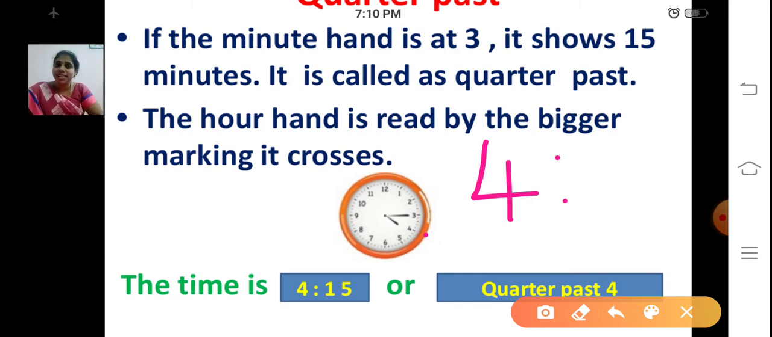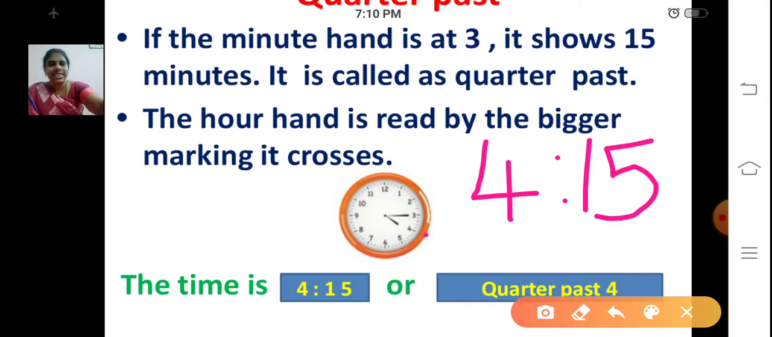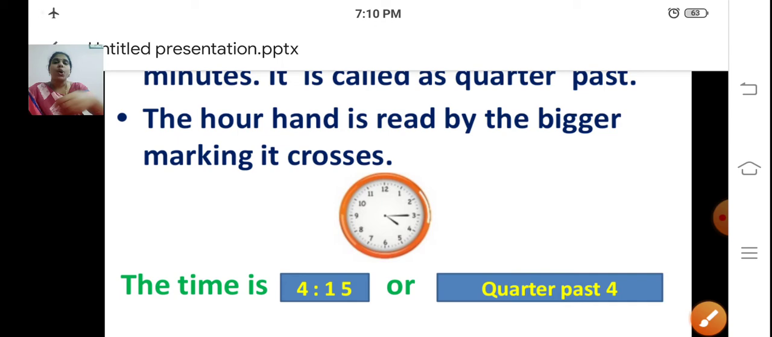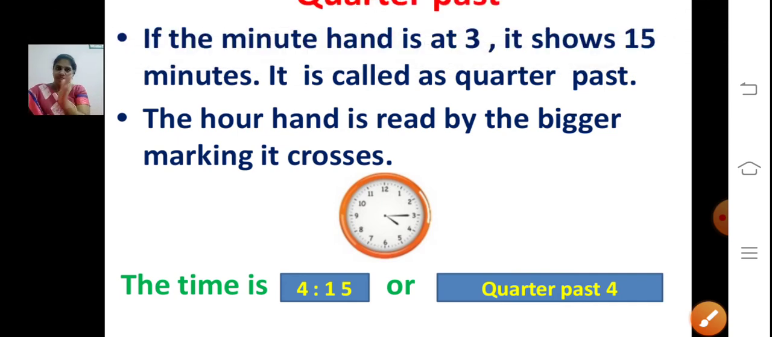Then how many minutes? It is the minute hand. Where is it? It is at number 3. So 5, 10, 15. 3 into 5, 15 minutes. So now the time is 4:15. How to write this? Quarter past 4. Quarter past means 15 minutes passed from 4 o'clock.